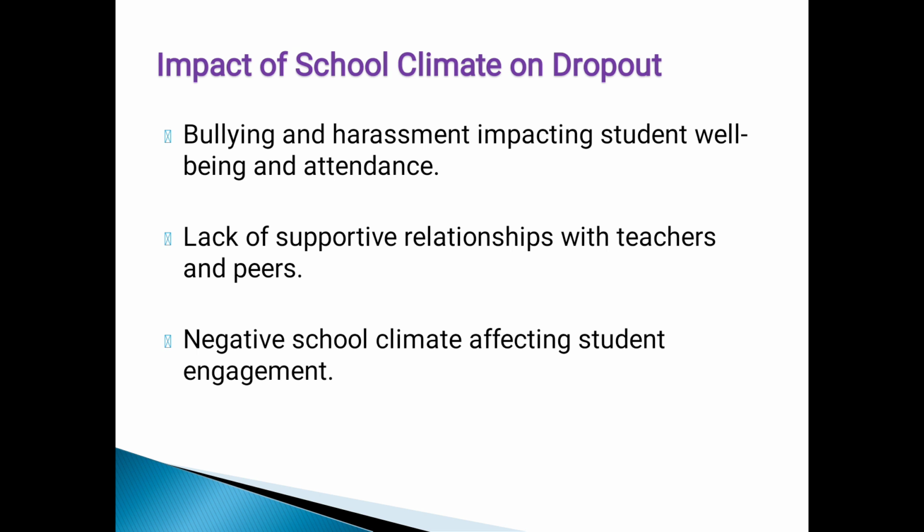Now, the impact of school climate on dropout. Here are some key points. Number 1, bullying and harassment impacting student well-being and attendance. Number 2, lack of supportive relationships with teachers and peers. And number 3, negative school climate affecting student engagement.